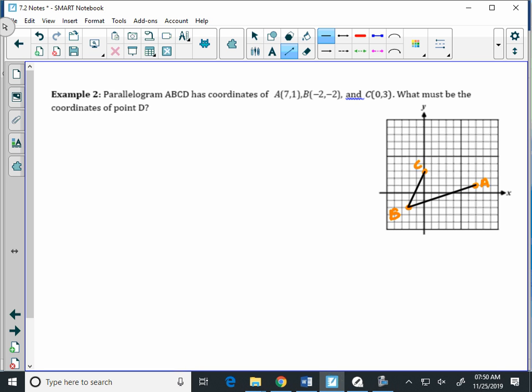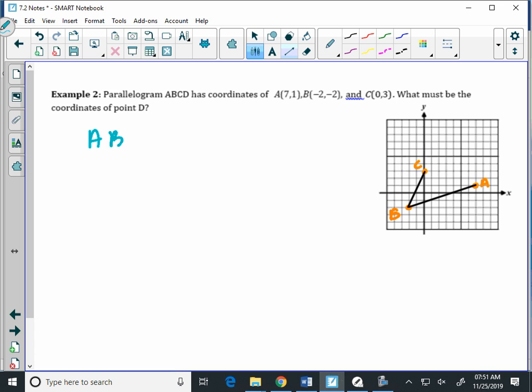Well, think about what we know about parallelograms. What do we know about their sides? So two parallel sides, and we also know their sides are congruent. So we can use that information to help us figure out where D is. Because if opposite sides are parallel, then wherever D lands, CD has to have the exact same slope of BA. Opposite sides have the same slope. So if we can figure out what the slope of BA is, then we can figure out where D is going to land. Okay. How do we find slope again in the coordinate plane?